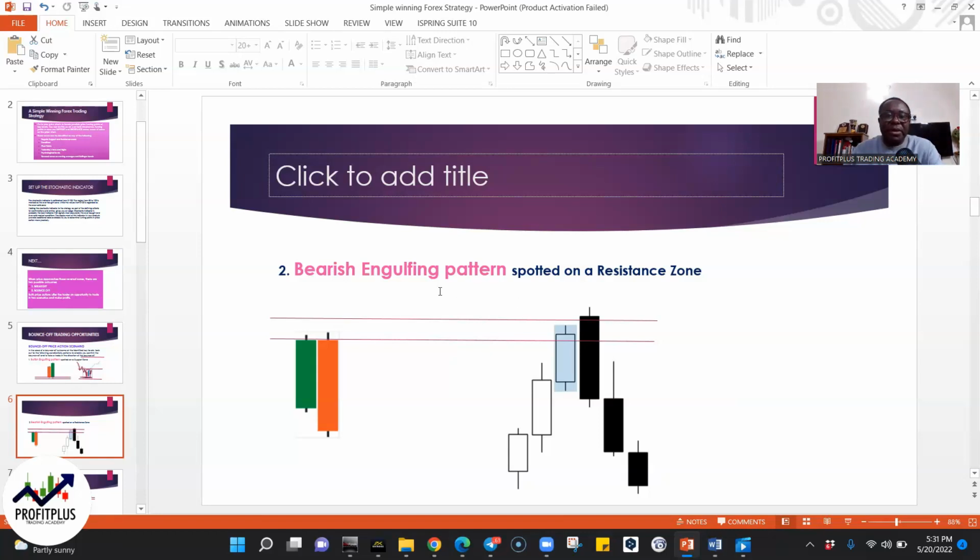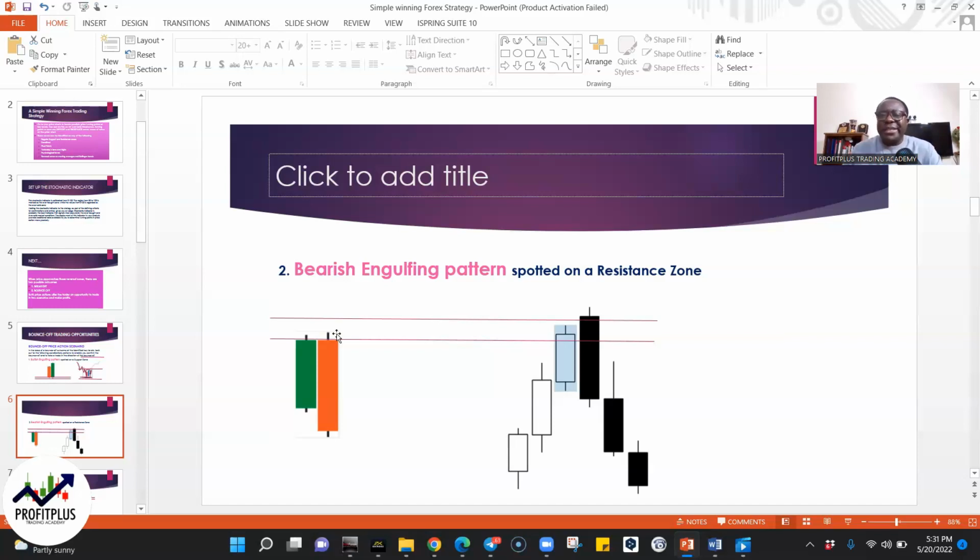So this time around, this is the bearish engulfing pattern spotted at a resistance zone. You can see the bear candle, the red candle, fully engulfing the green bullish candle around the resistance zone. And this resistance zone should have been validated with your stochastics. So at this point, we're expecting the value of the stochastics to be between 80 and 100.